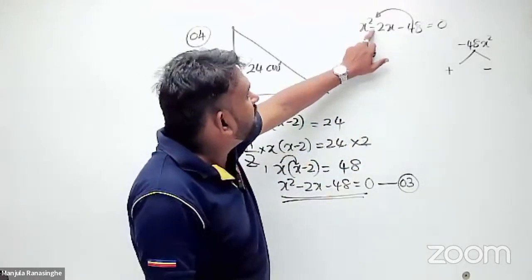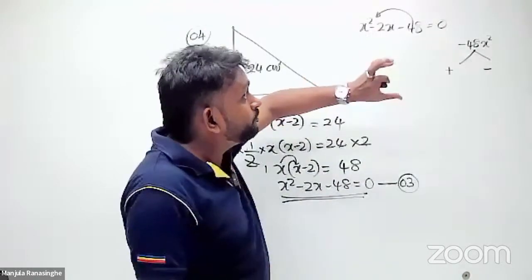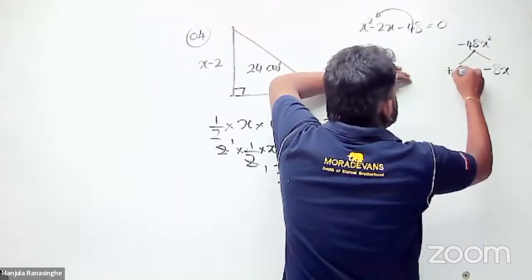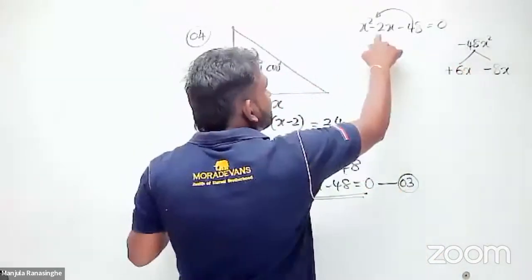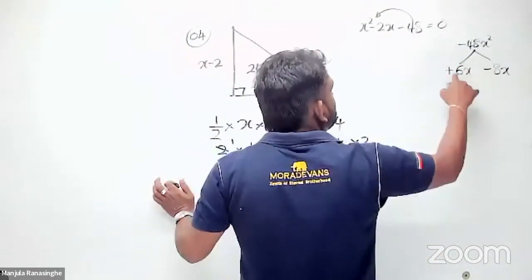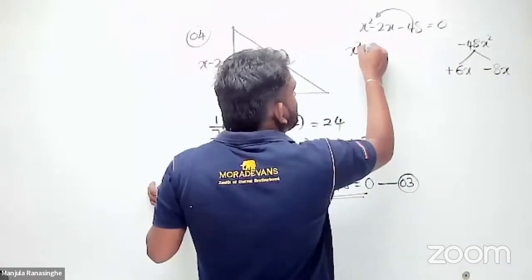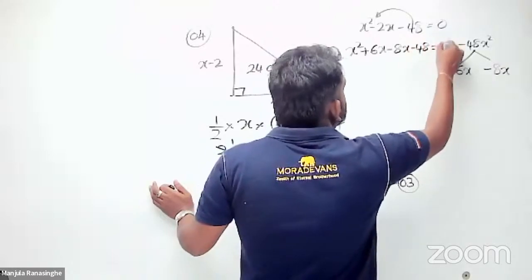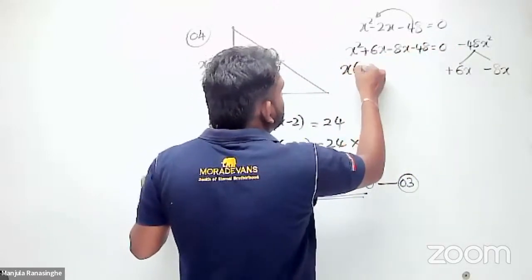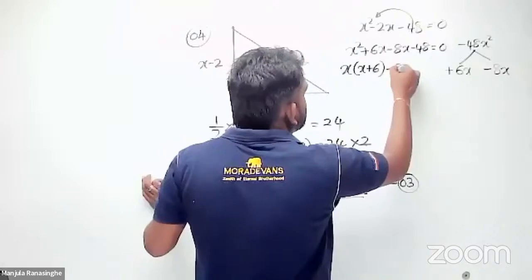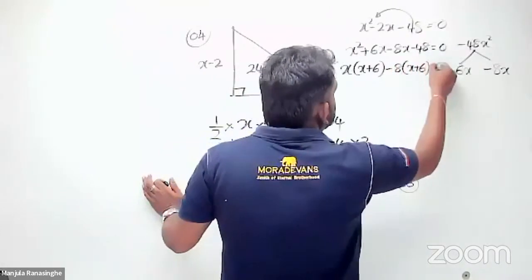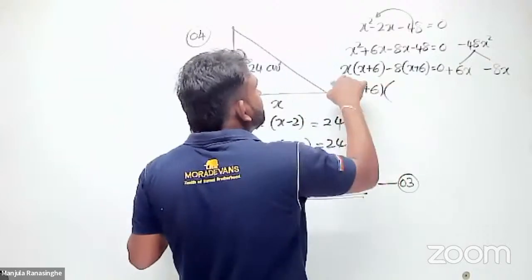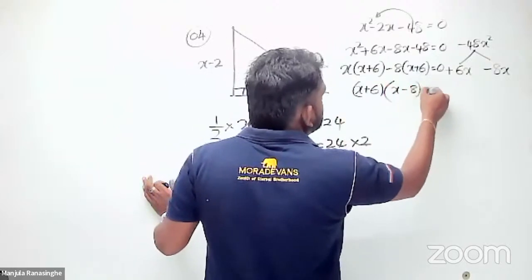And here you check minus 2 there. Then the bigger value should be minus. I put minus 8x plus 6x there. Now I replace the middle term with the sum of these two terms. So x squared plus 6x minus 8x minus 48 equals 0. Now I take common factors two by two: x plus 6 minus 8, x plus 6 equals 0. Now I take x plus 6 as the common factor outside, then x minus 8 equals 0.